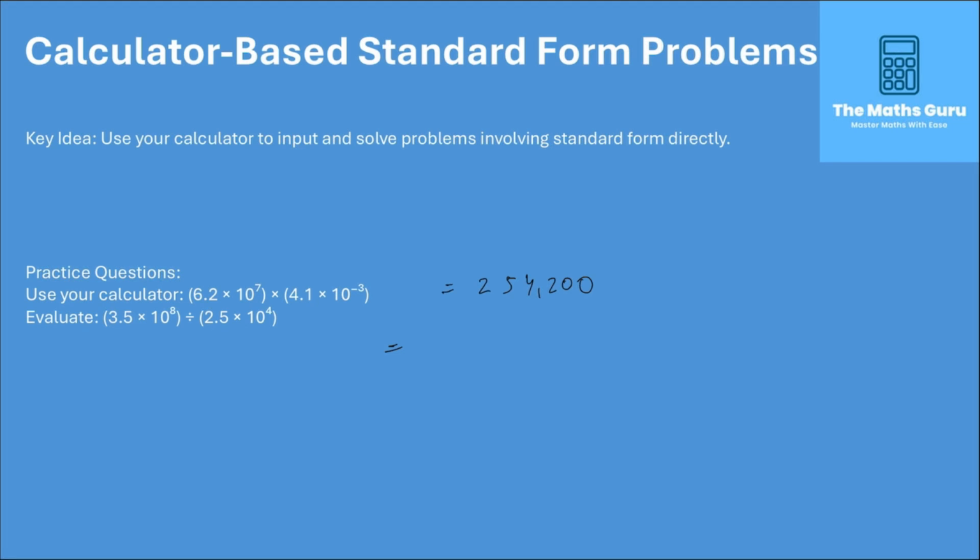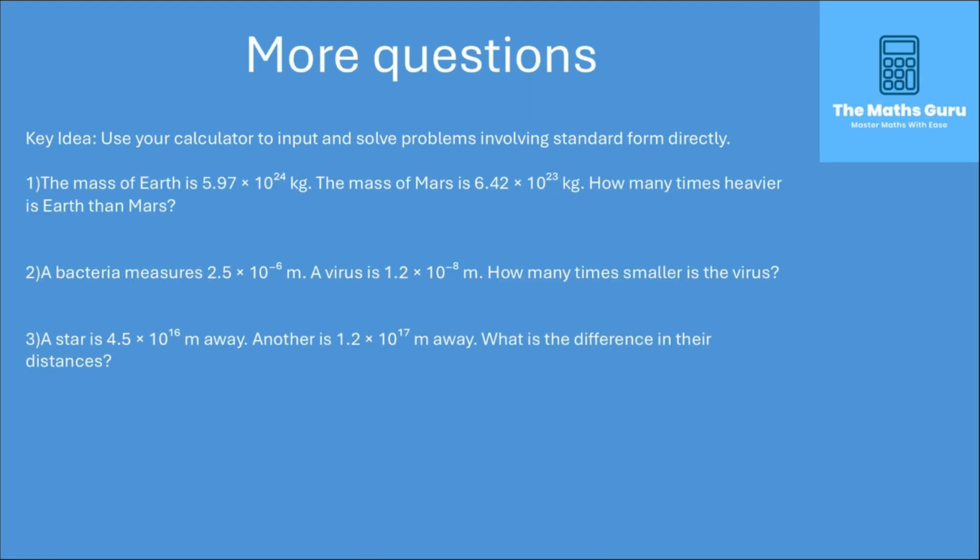Similarly, we can do it for this question where we do 3.5 times 10 to the 8, and then we divide, open the brackets again, times 10 to the 4, and we get 14,000.